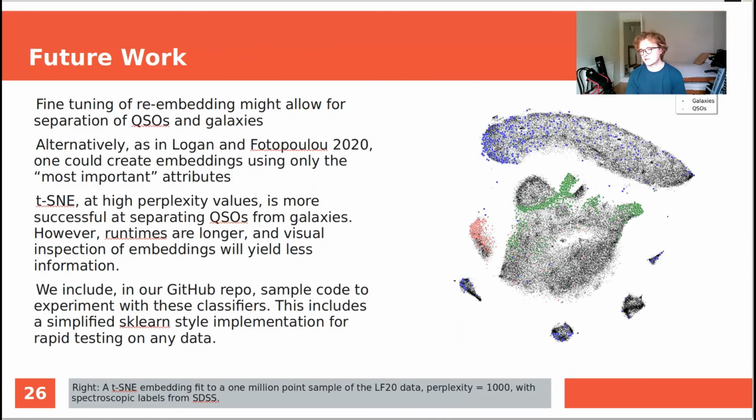Future work could focus on using TSNE. You can see an embedding there on the right that we've produced. That's with perplexity of 1,000. The runtimes are much longer, but you can see it does separate QSOs from galaxies. Part of the reason we use UMAP is because it is more visually intuitive. You can interpret it better, but TSNE as part of a classifier might be more appropriate. You could also experiment with the same approach to embeddings as in Logan Fotopoulou 2020, when they embed only the most important attributes for each class.